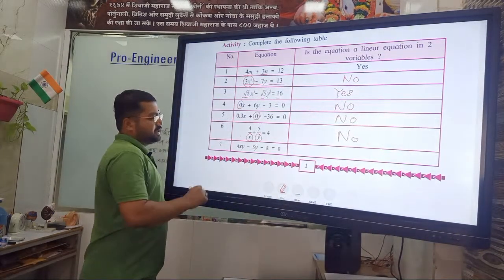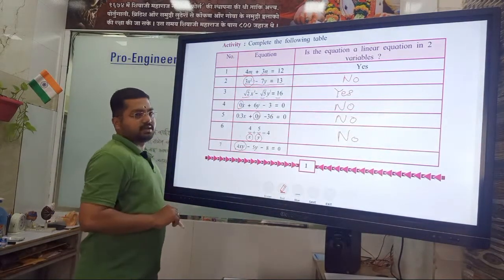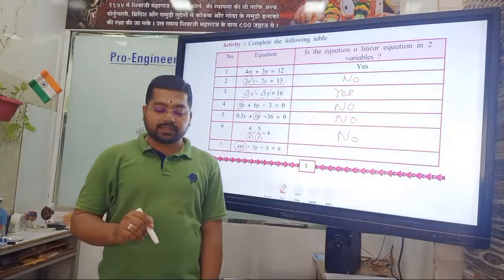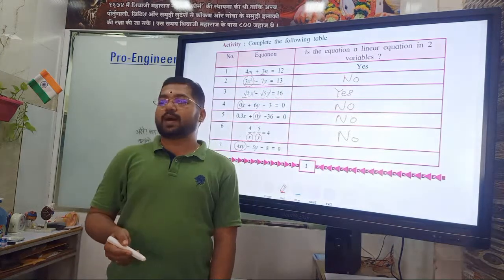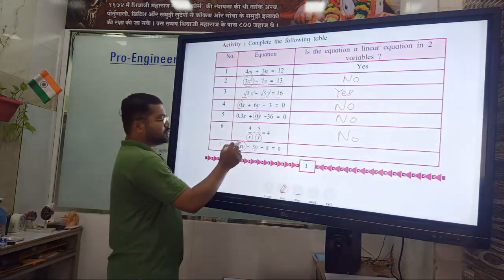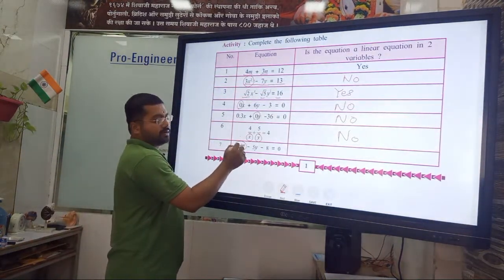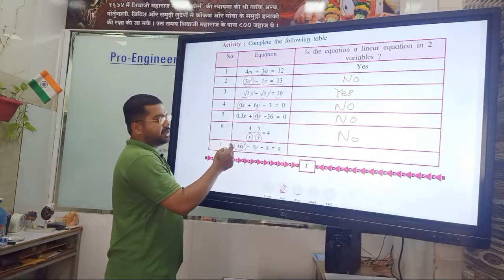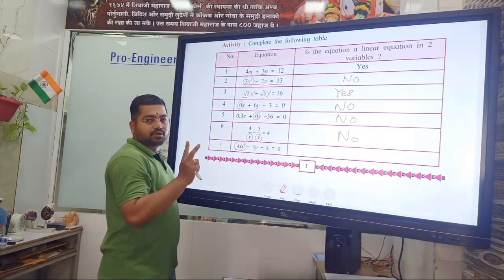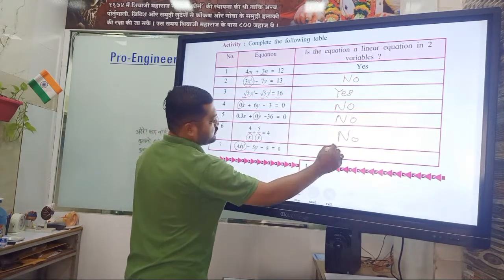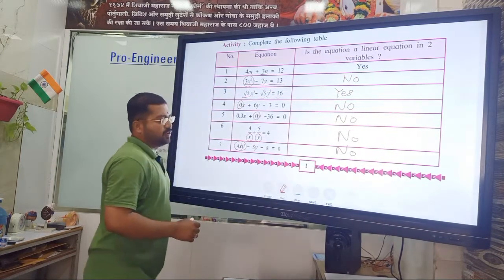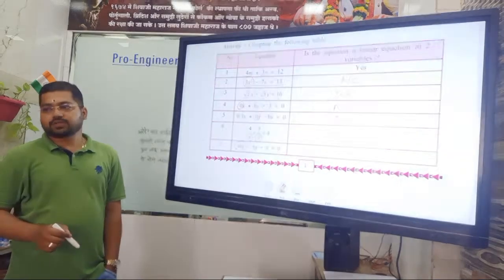Last one. Here we have a doubt. Sir, they have mentioned x and y together, right? So the degree of x and y is 2. Why? Because the degree of x is 1 and the degree of y is 1, so altogether the degree of this first term is 2, right? Yes. So this is also not a linear equation.